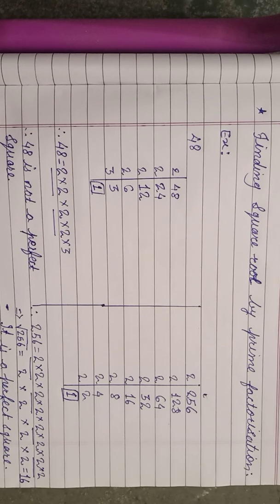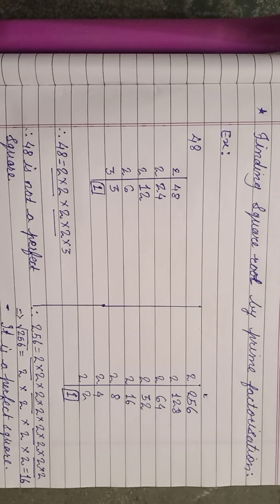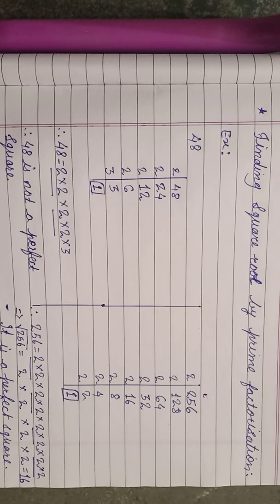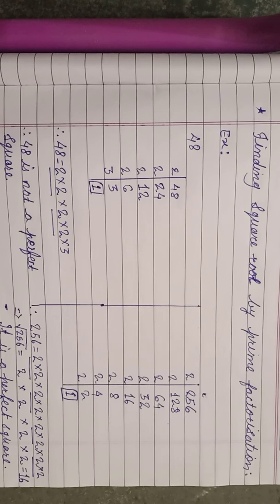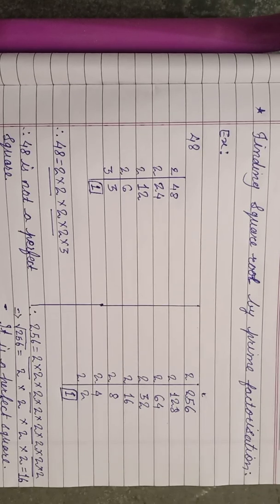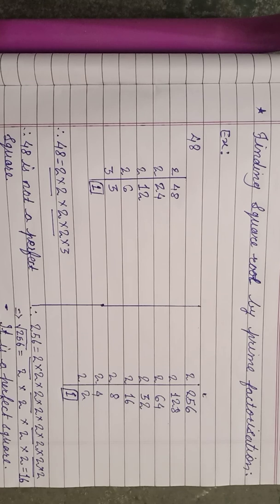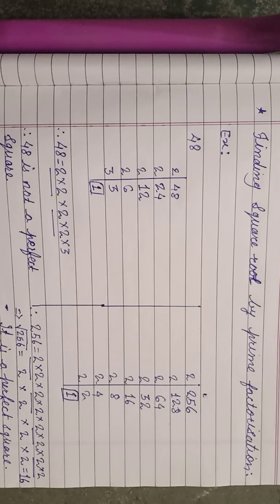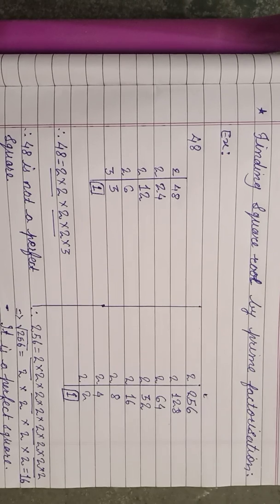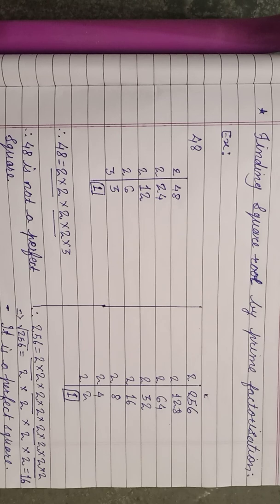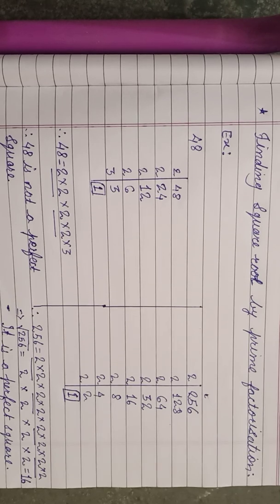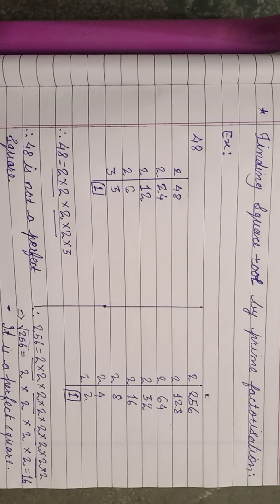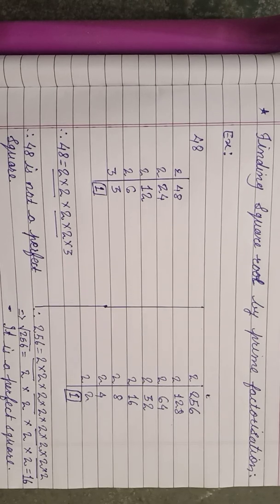For example, 48. We have done the prime factorization of this number. As it is an even number, we can easily divide it by 2. So in the first step we divided it by 2 and got 24. Then we divided it by 2, we got 12. Again we divided it by 2, we got 6. Divided by 2, we got 3. And divided by 3, we got 1. As we got 1, it means we have finished the prime factorization of the number. It means that 48 can be represented as 2 into 2 into 2 into 2 into 3.